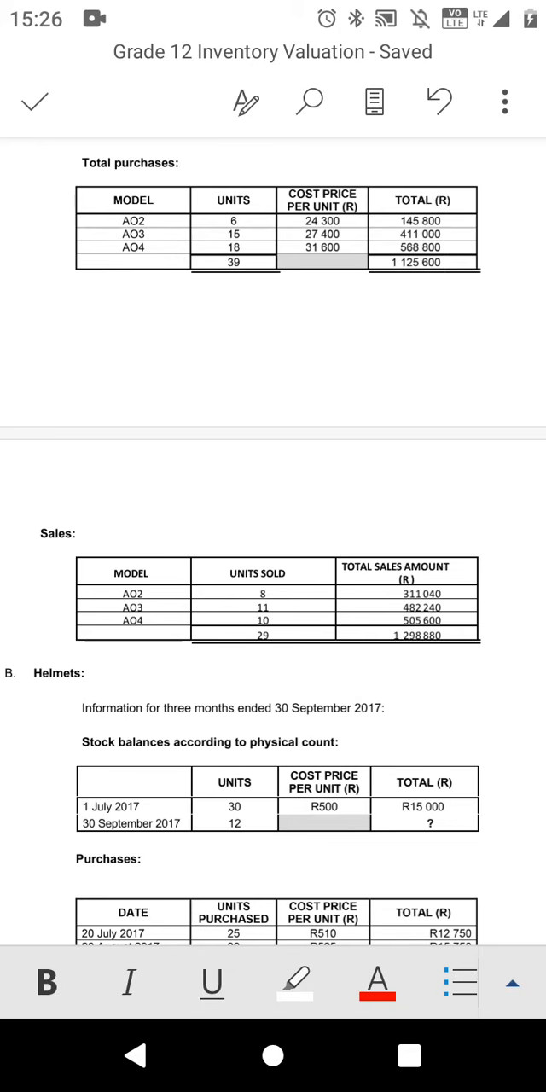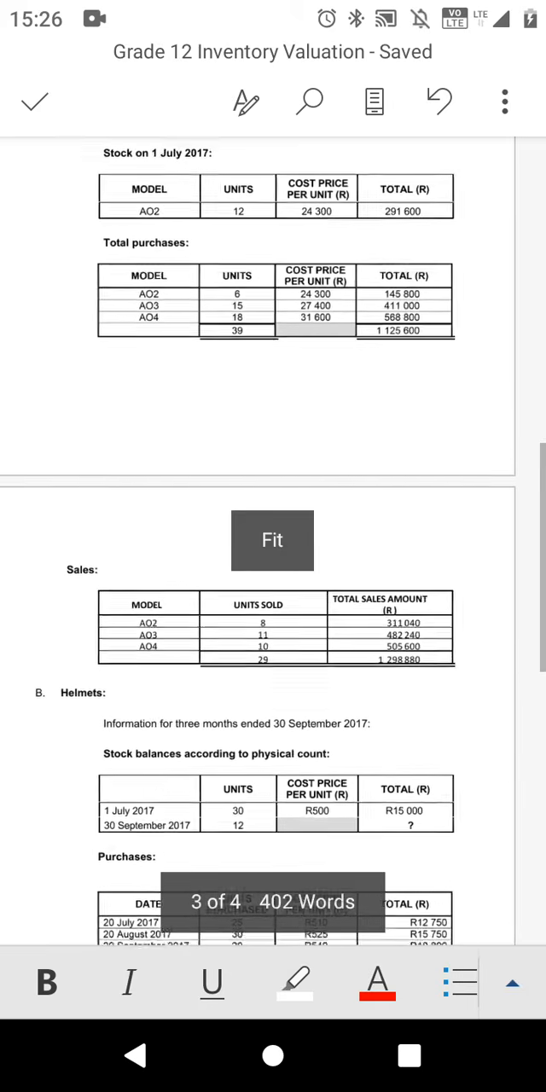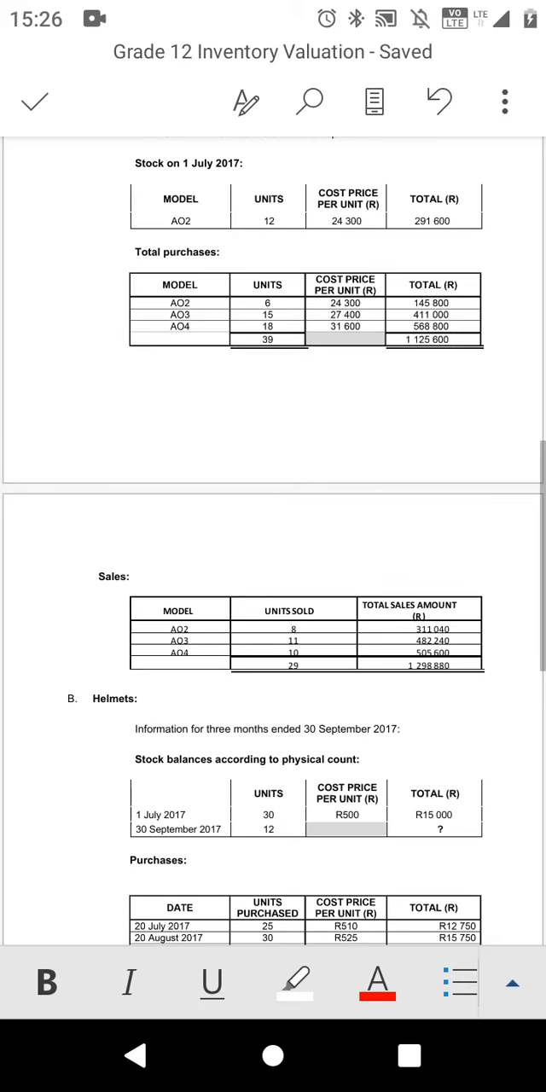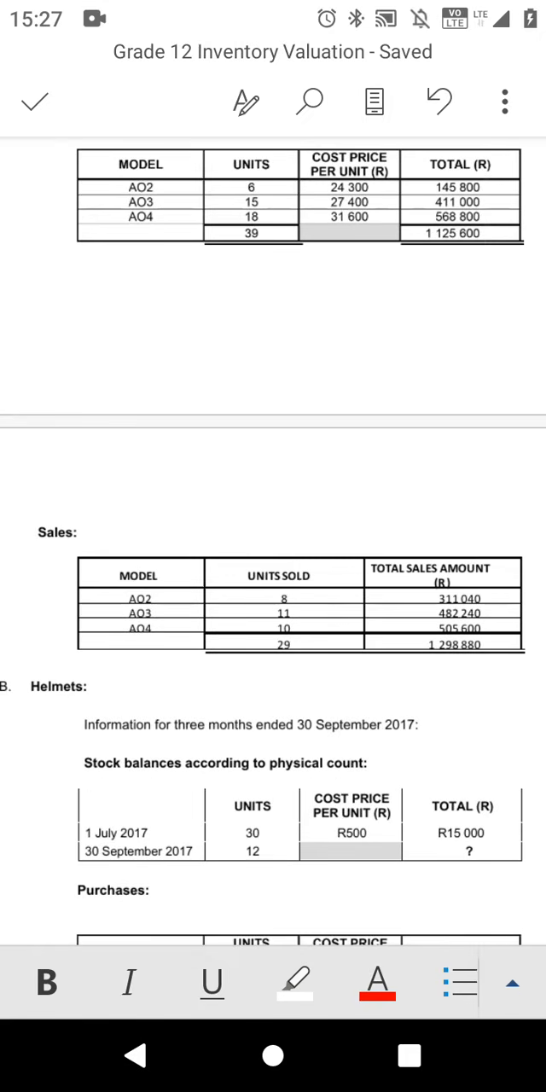Now we want to check how many units are left on A2 so that we can calculate the remaining closing balance. Alright, A2 we have 12 at the beginning, then we purchase another 6, which makes it 18. 12 at the beginning plus 6 that we purchase gives us 18. And out of 18 we sold 8, which means that we remain with 10.